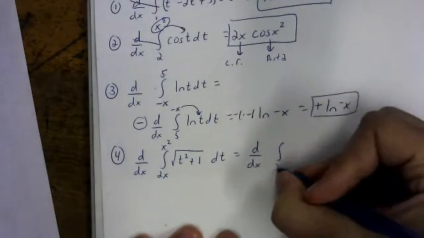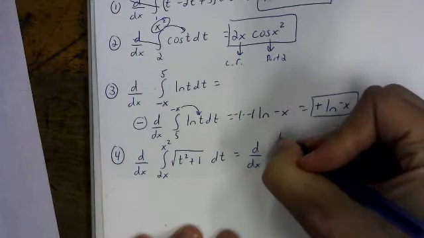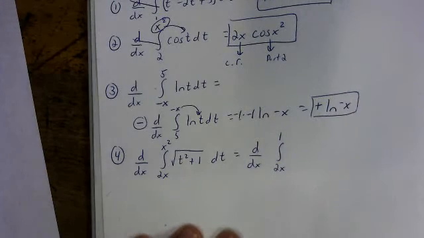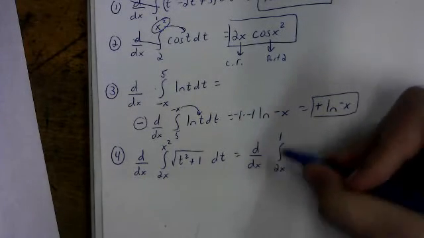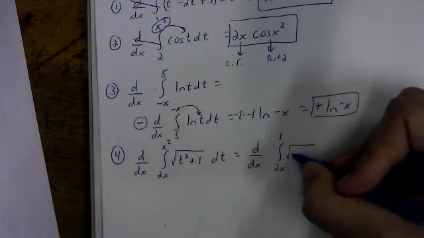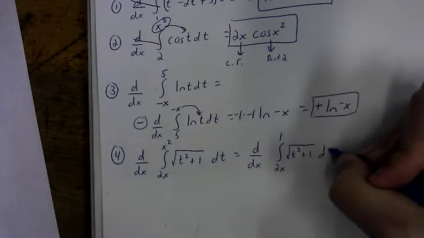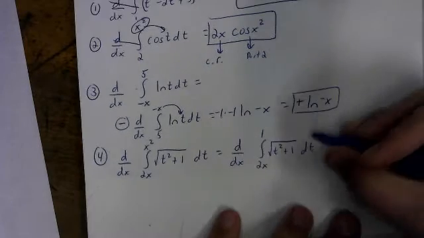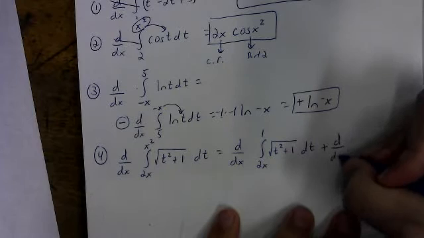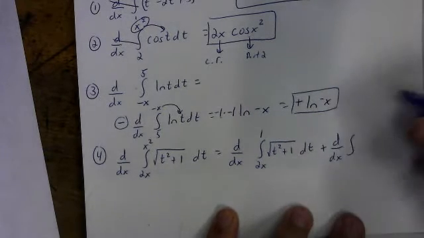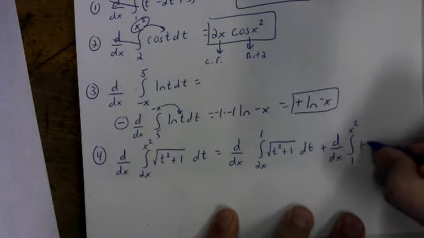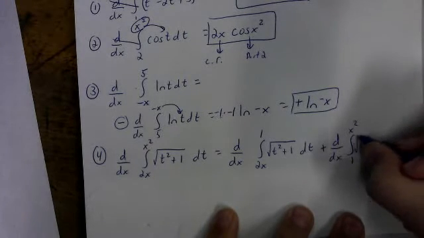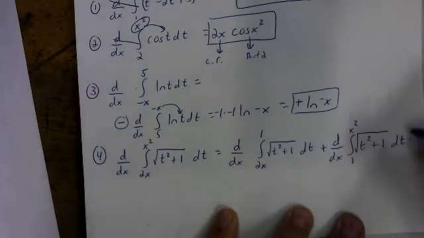I hate choosing 0 just because it's 0. Let's say I choose 1. The first integral would be the derivative of the integral from 2x to 1 of the square root of t squared plus 1 dt, plus the derivative of the integral from 1 to x squared of the square root of t squared plus 1. Sorry, I forgot my square root. dt. And now we can handle these problems easy.